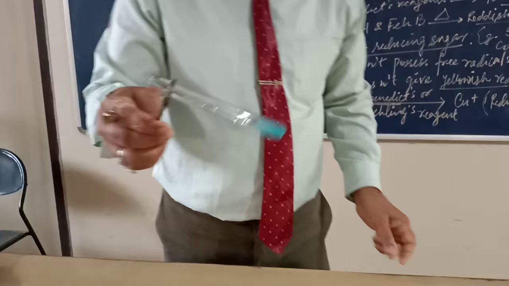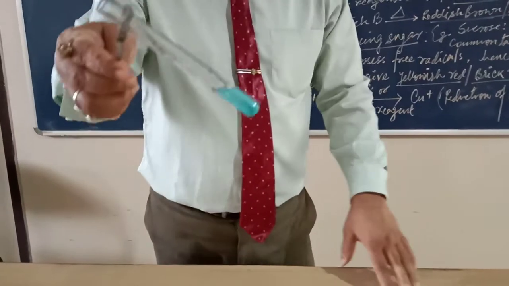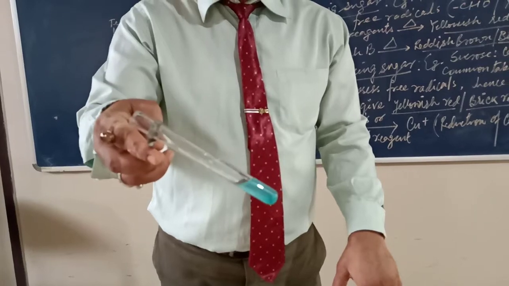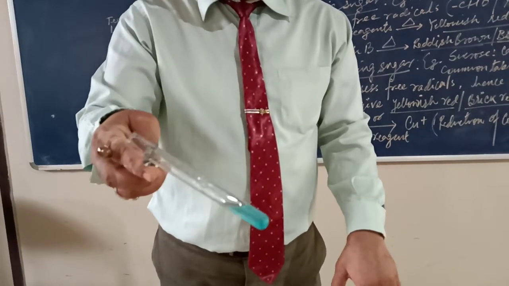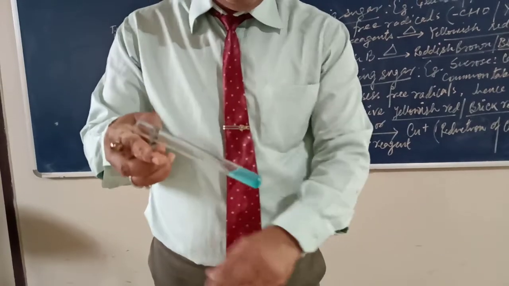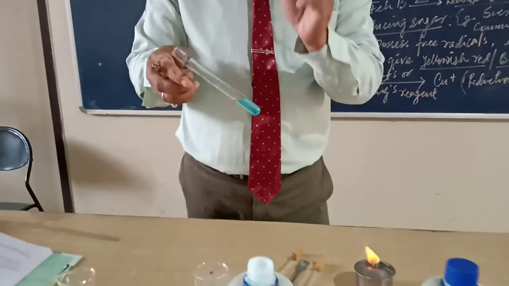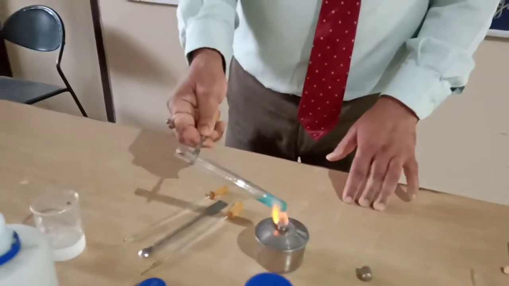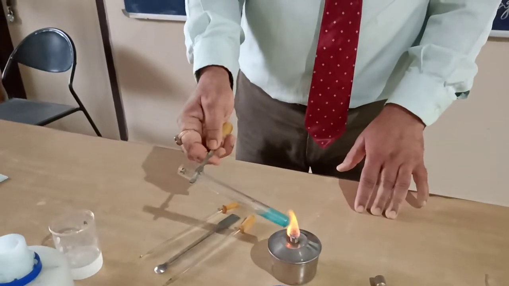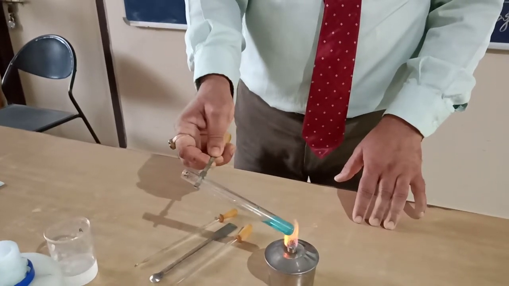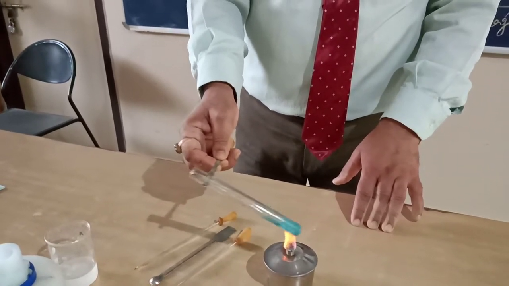Now after putting the Benedict reagent, it turns light blue or sky blue, because it contains a cupric compound, and compounds of copper are bluish in color. Now let me heat it for 1 to 2 minutes. On heating, the color will change gradually.